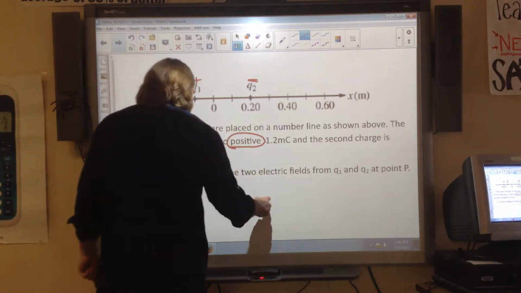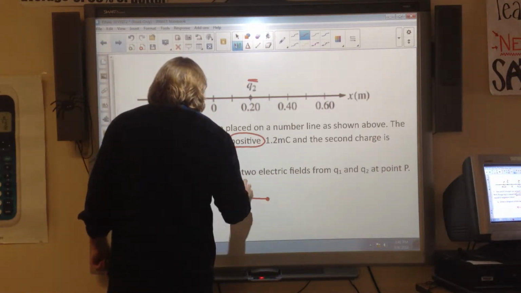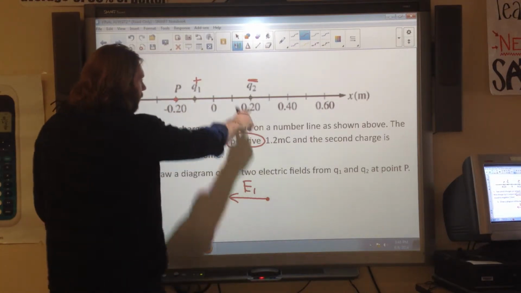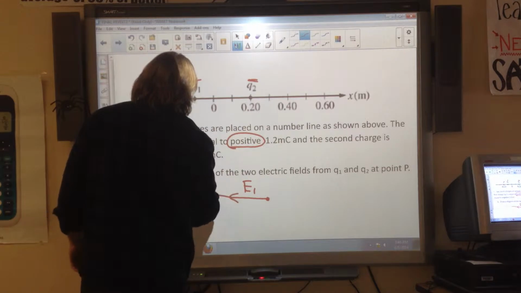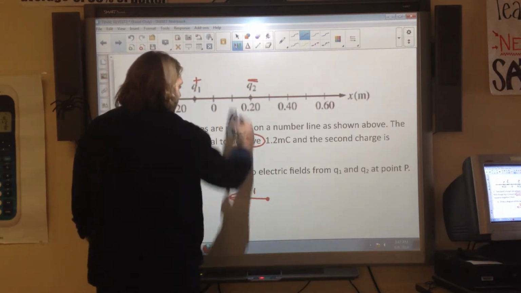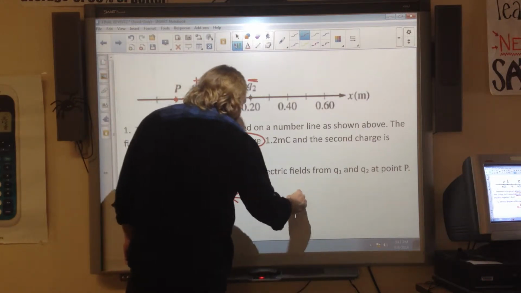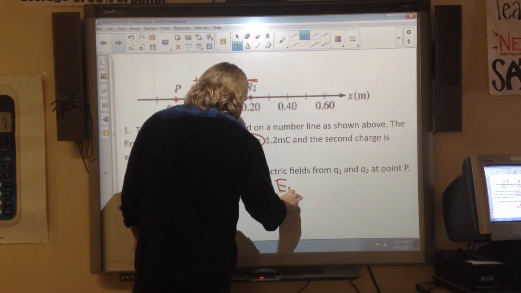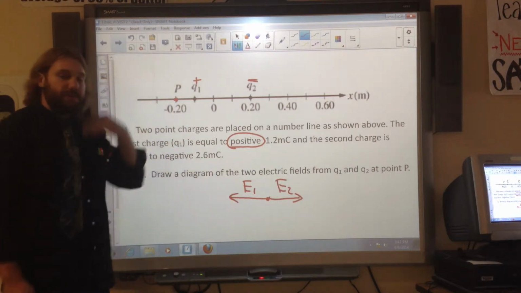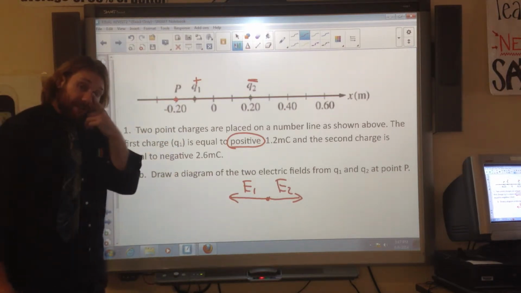So in this case, it's going to go away from this. We're going to label it as E1, the electric field from charge 1. I also have this one. We'll go away from this. Oh, no, it will not. I see that I have a negative charge. It will go towards a negative charge, and that will be E2. That's all I have to do for part B, because I'm drawing the diagram of the electric fields.